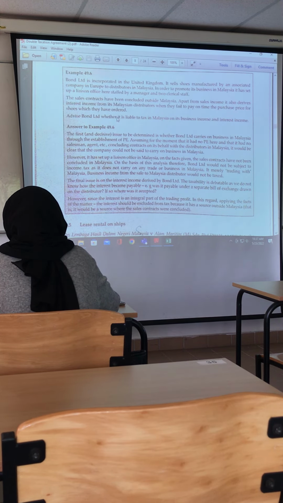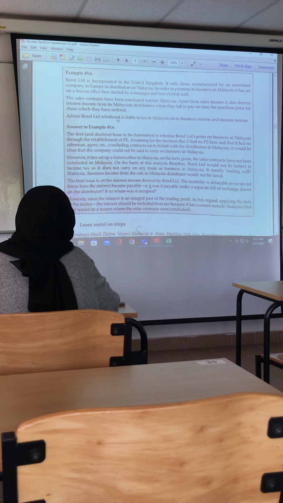Alright, the first and decisive issue to be determined is whether Bond has a PE. Assuming for the moment that there is no PE here and that it had no salesman, agent, etc., concluding contracts on its behalf with the distributor in Malaysia, it would be clear that the company could not be said to carry on business in Malaysia. However, it has set up a liaison office in Malaysia; on the facts given, the sales contracts have not been concluded in Malaysia. On the basis of this analysis, therefore, Bond would not be subject to income tax as it does not carry on any trade or business in Malaysia, merely trading with Malaysia. Business income from the sale to the Malaysian distributor would not be taxed.